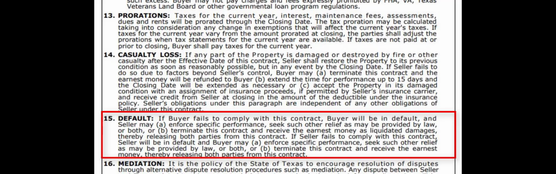The big one here then is, or they can terminate the contract and receive the earnest money as liquidated damages. So there's some confusion here. Now, again, I'm not an attorney, nor are you, and this would be definitely something you would want to refer your client to an attorney for, but you can't enforce specific performance or sue for damages and keep the earnest money. That's not the way that works. You have to pick one. You either have to sue for specific performance or other relief, or both, or you have to take the earnest money and walk away.